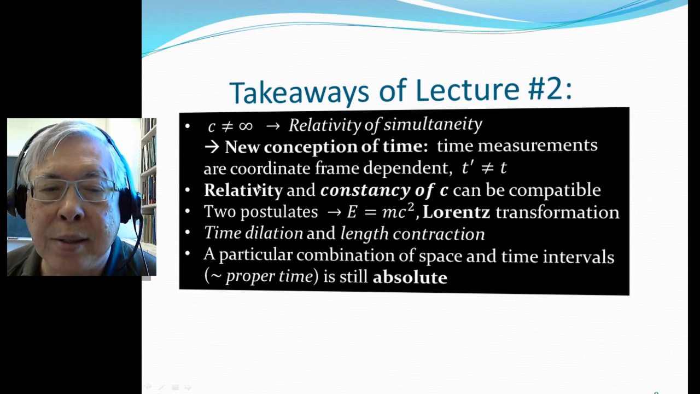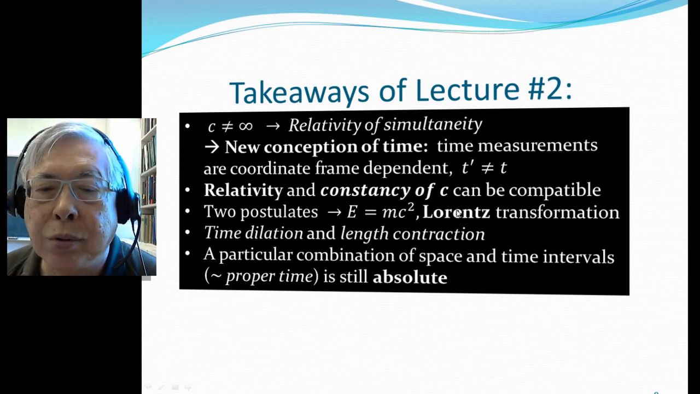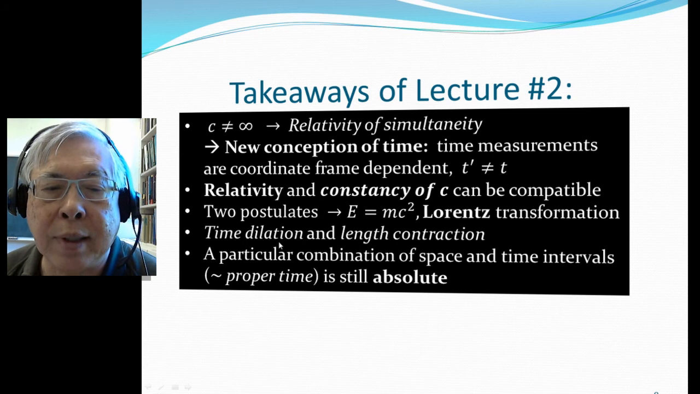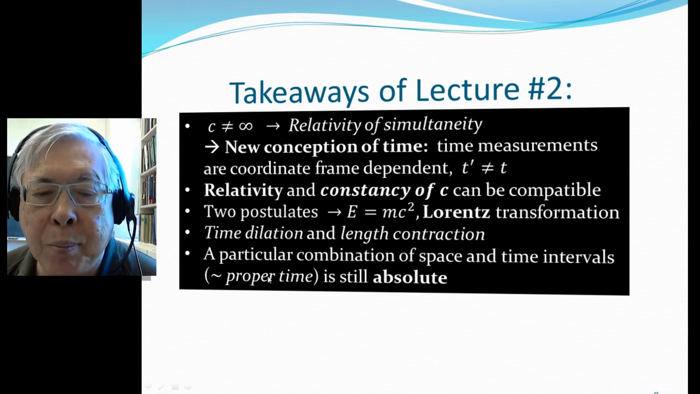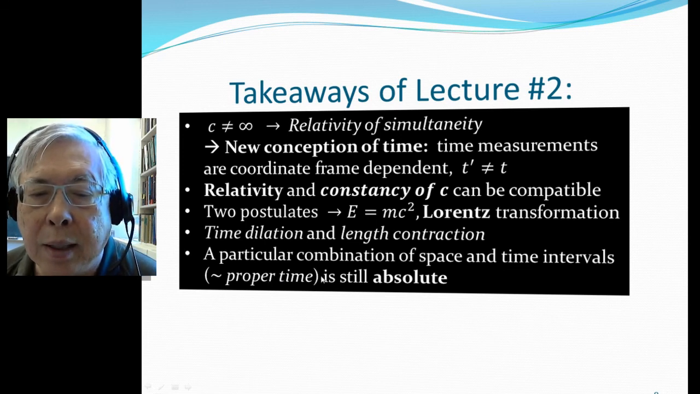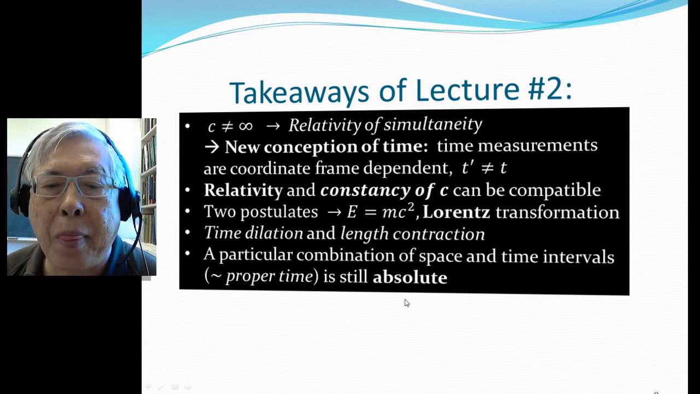And so relativity and the constancy of c can be compatible. Relativity means the same physics in different inertial frames, and the constancy of c, and these are the basic postulates. First of all, we've shown immediately that E equals mc squared follows, and then we also showed that the Lorentz transformation follows from the two postulates, and then the consequences of time dilation and length contraction. And then we showed a particular combination, the space-time interval, which is related to proper time, is still absolute.